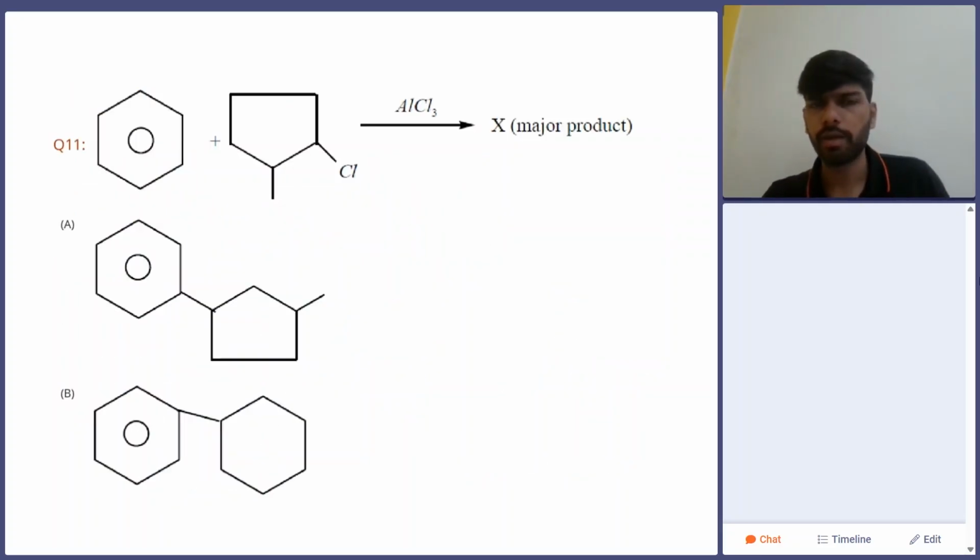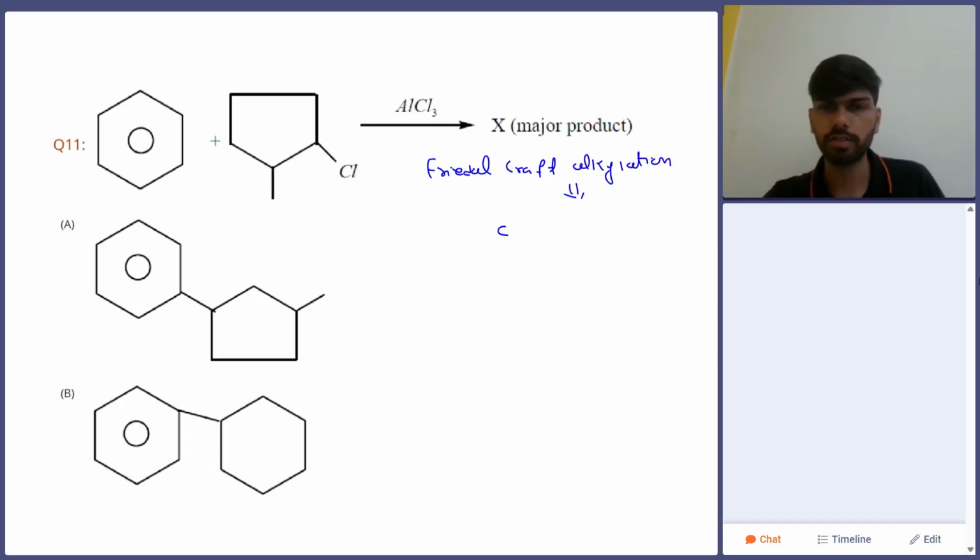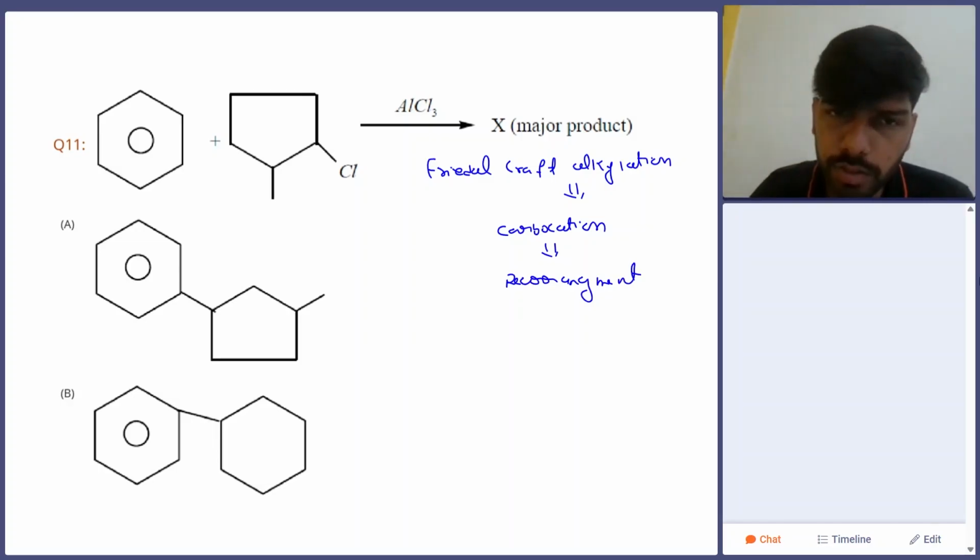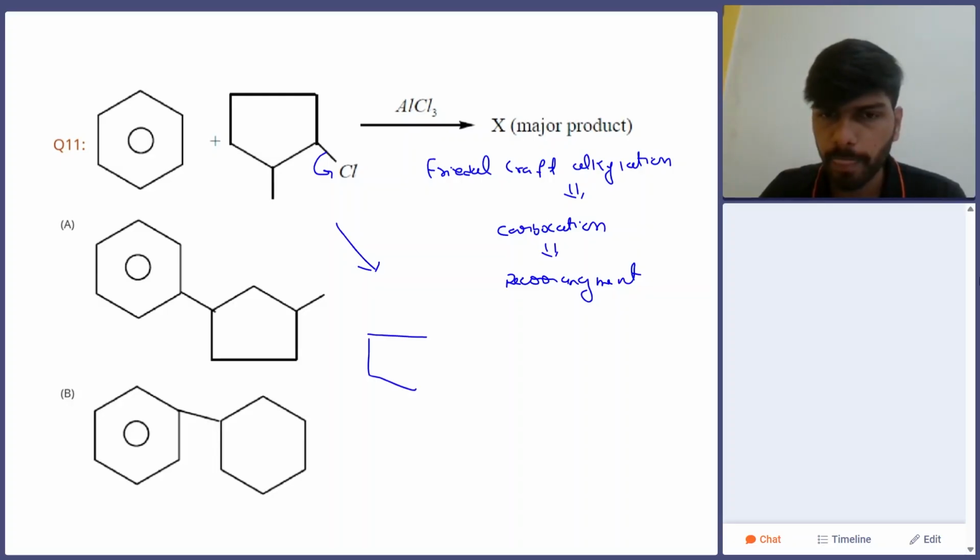Next, benzene reacts with this in the presence of aluminum chloride, and X is the major product. So here this is Friedel-Crafts alkylation, and Friedel-Crafts alkylation follows the carbocation. The carbocation will rearrange itself when there is rearrangement, to a more stable carbocation. So now, if this takes the electron, what will be the condition? This is the positive charge. Now this carbon has one hydrogen also, so there will be a hydride shift.